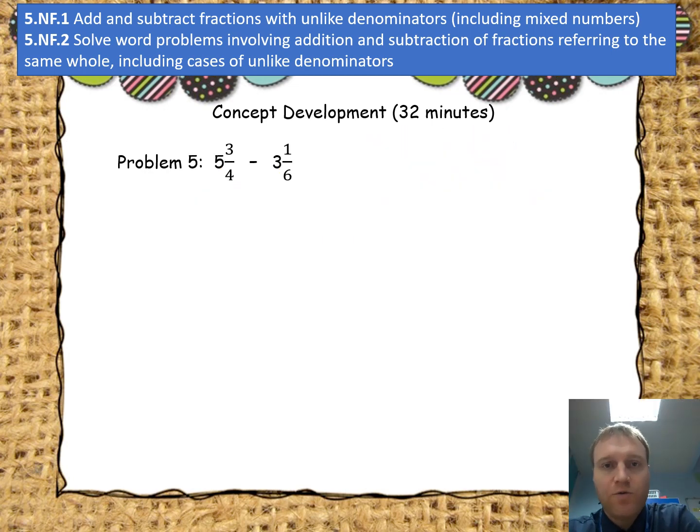All right, I don't want to help you out this time, so here's the problem. Problem number 5, 5 3/4 minus 3 1/6. So go ahead, try solving this numerically. If you still need to use an area model, that's fine, as long as you get the same answer. That works out great. So you might want to pause this video so you can see it. Click the pause button.